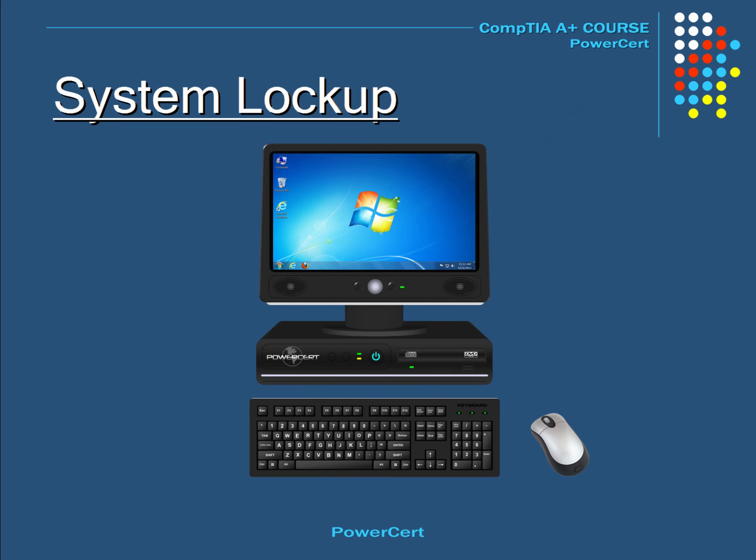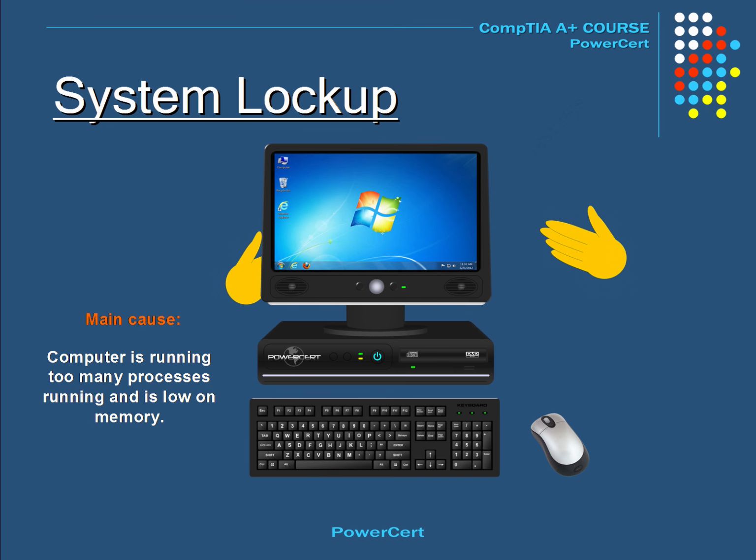Sometimes when you're using the computer it may totally freeze on you. The computer remains on, but you can't move the mouse cursor, and the keyboard is rendered useless. And this is known as system lockup. System lockups can happen for several different reasons. The main reason is that the computer has too many processes running and is running low on memory. And if this happens, sometimes the computer will recover and resume normally after a certain period of time. Or if it doesn't, you may have to reboot the computer.